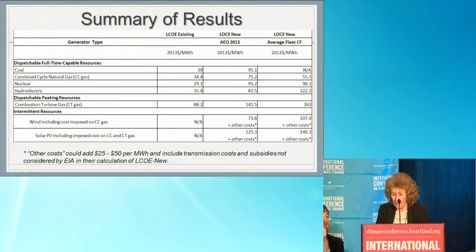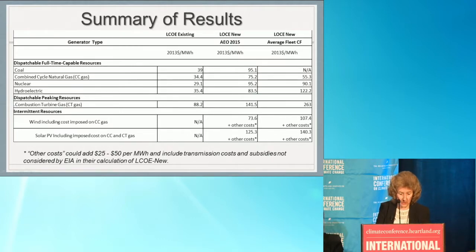Then the third column is the levelized costs that we calculated, and they are based on the 2015 delivered price for the fuel, and they're based on the fleet average capacity factors in 2015. You can see for combined cycle natural gas, we got a lower levelized cost for new technology. It was $55 per megawatt hour compared to the $75 that EIA had. And the reason we got a lower cost was that the actual natural gas delivered fuel prices in 2015 were lower than EIA's forecasted prices in the future. Also, you can see we got a lower cost for nuclear, $90 per megawatt hour versus the $95 that EIA is using. And the reason there is that the capacity factor for nuclear in 2015 is actually higher than EIA's assumed best case capacity factor.